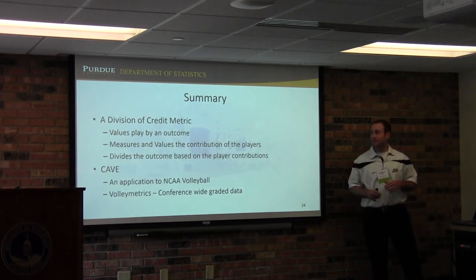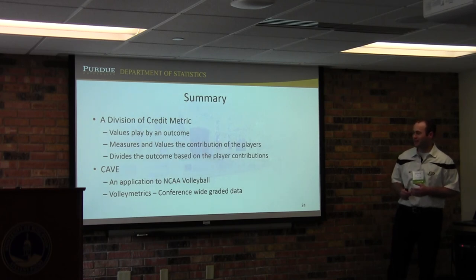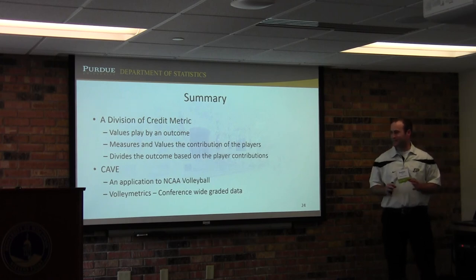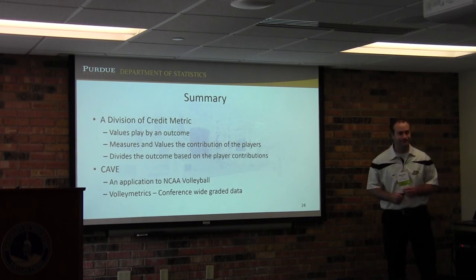So in summary, I've introduced what I call a division of credit metric, and baseball especially does this, but the idea is that you value a play by an outcome, you measure and value the contribution of the players, so there's some modeling there, and then you divide the outcome based on the relative contribution. The CAVE metric is a specific application to NCAA volleyball, and I'm excited to dig into some of that Volumetrics data, hopefully, and build something a little more robust and useful. Thank you.